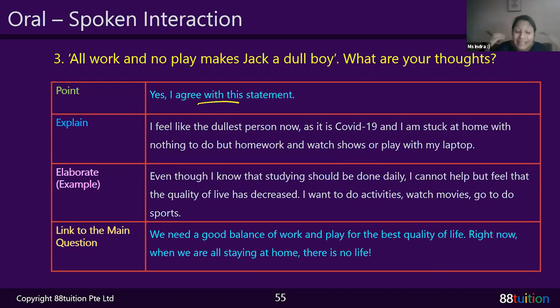I feel like the dullest person now, as it is COVID-19 and I'm stuck at home with nothing to do but homework and watch shows or play my tablet. This is not me as a teacher, okay? This is me as a student now, because I got to do homework, right? Not household, but homework. Okay, then of course you explain it a little bit, giving examples, right? Even though I know that studying should be done daily, I cannot help but feel that the quality of life has decreased, right? I want to do activities, watch movies, go to do sports, basically.